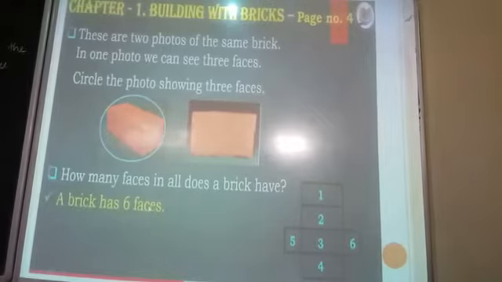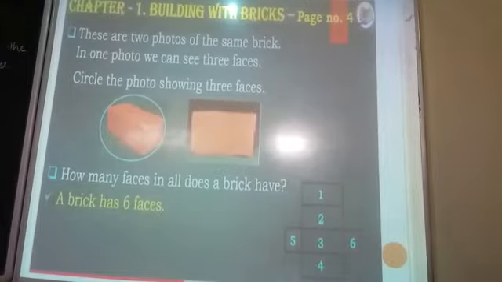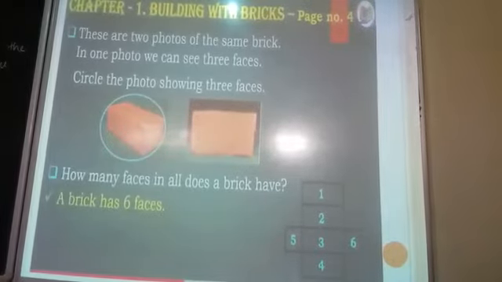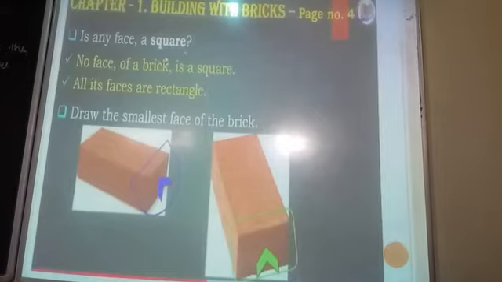Next, is any face of the brick a square? In that brick, can you see any face that is a square here? No, because all the sides are rectangles themselves. You will see there, is any face a square? You can't see a square. No face of a brick is a square.